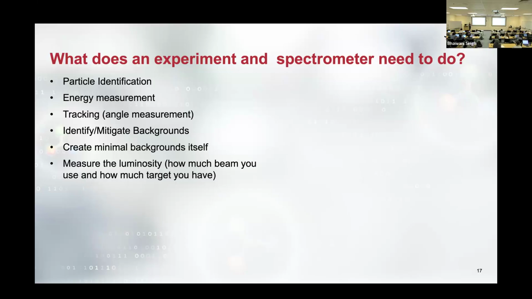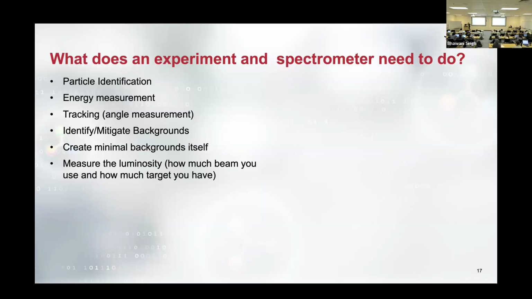You also want to identify and mitigate backgrounds. If you have a background that mimics what you're trying to see, then you're going to get the wrong answer if you don't deal with that. You want an experiment, a setup that's going to create minimal background itself.